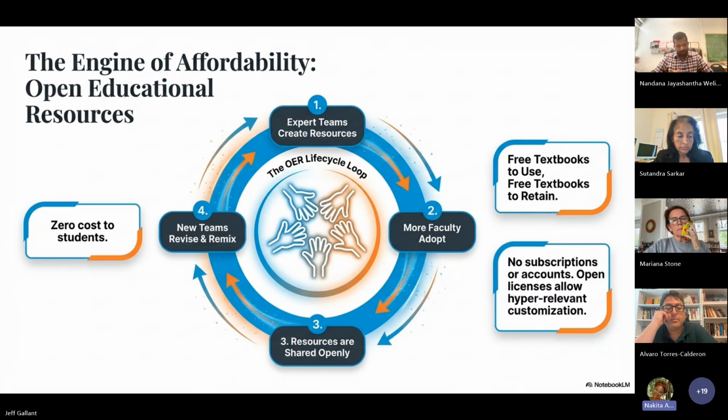Open educational resources work on a life cycle loop, and you're going to hear a lot about that today in our lightning talks. First, it starts with our expert teams, who create resources and materials that can be used in class. Other faculty adopt these resources through the open licensing. Then those resources are shared openly again through different means in the classrooms. And then new teams who've adopted them can remix and revise them as well. And the loop continues. This loop affords zero cost to students when these materials are shared. These are free textbooks to use, free textbooks for these students to retain.